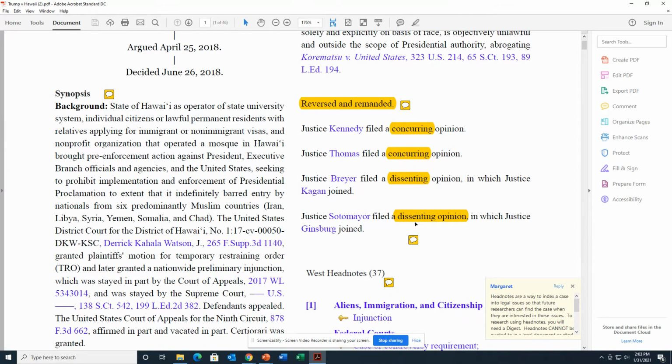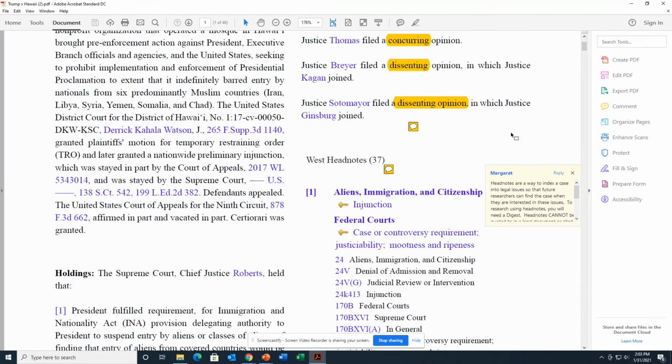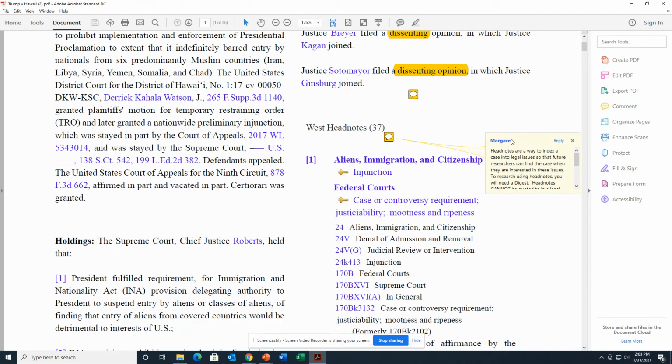Okay, remember we talked about concurrences and dissents. So we have 2 dissents. 1, 2, 3, 4. Wow. So only 3 people agreed on the outcome and the reasons for the outcome. So everybody else kind of disagreed a little bit. Okay, so that's your who took it. It's West. I got this from West.